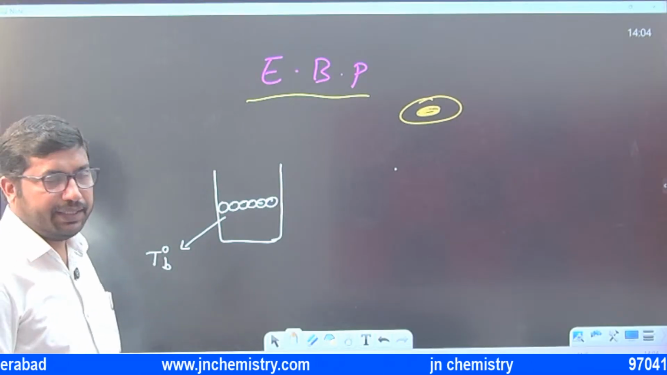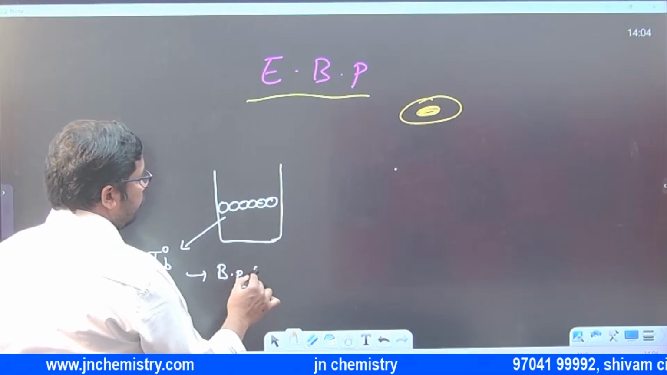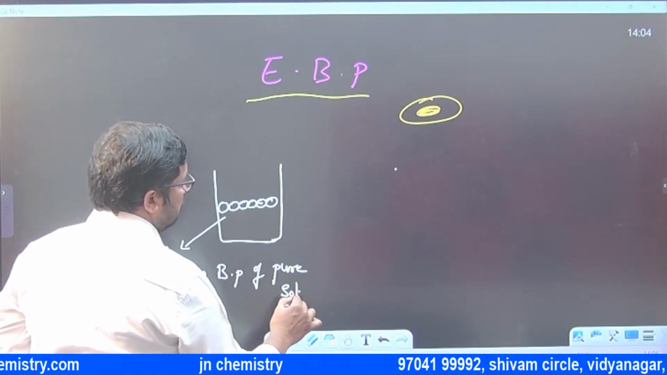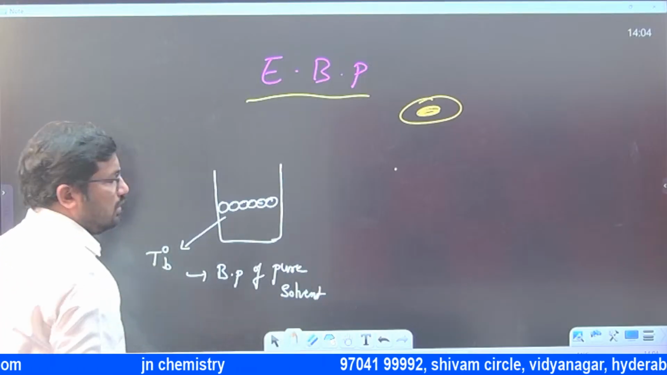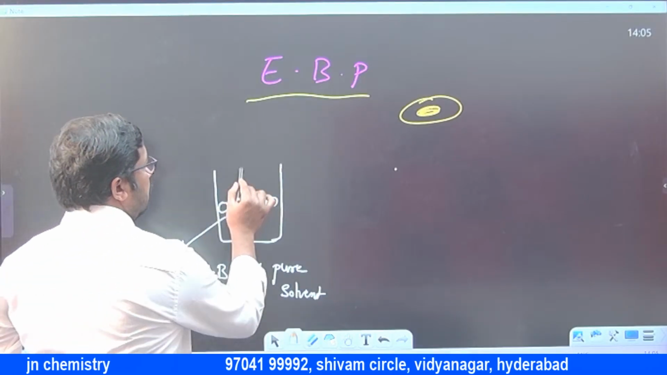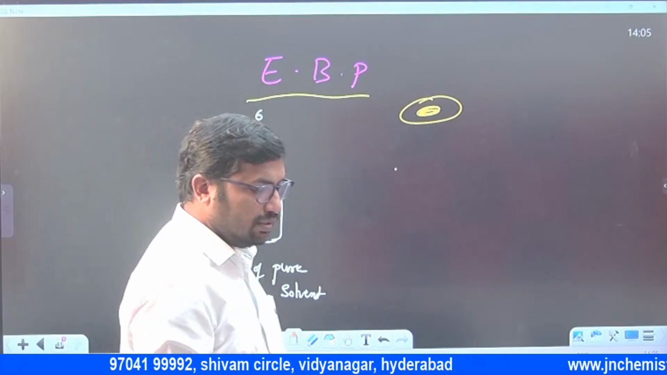B means boiling point. T0B means what? Boiling point of pure solvent. See now, for example, outside there are 6 particles, right?